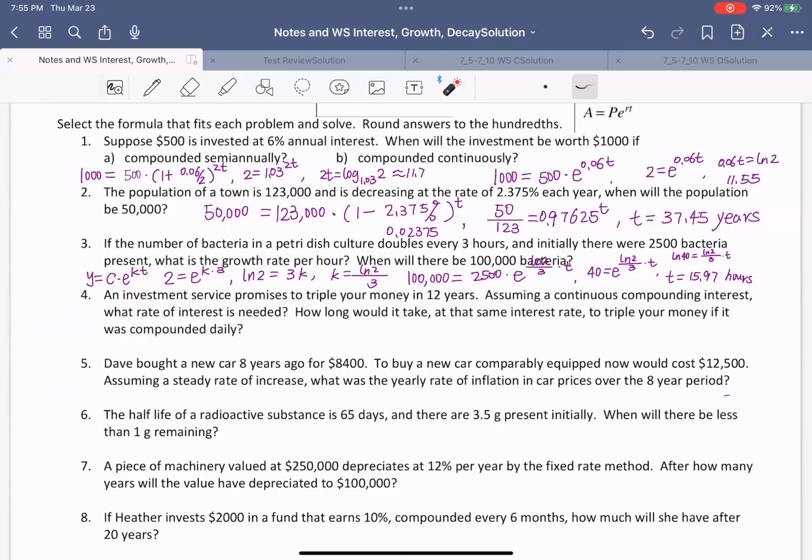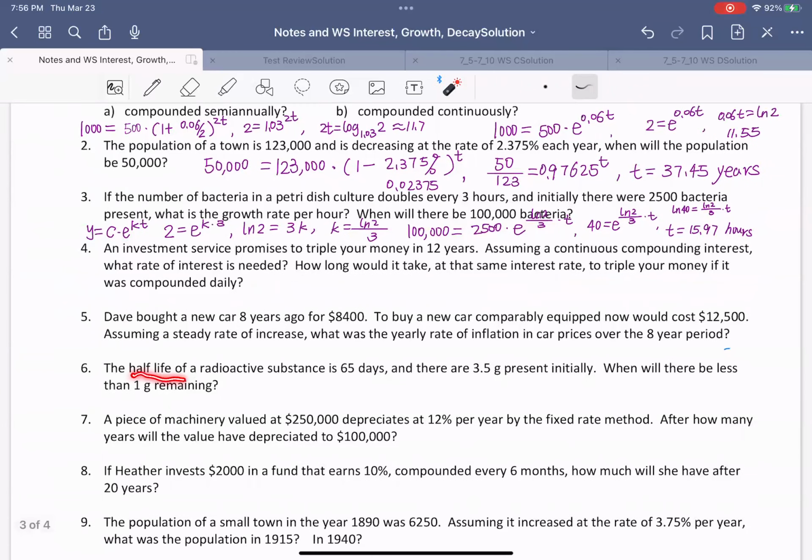Next, I'm going to talk about the half-life. The half-life is also very confusing. For radioactive substances, they always talk about the half-life. What does this mean? That means after 65 days, the substance is going to reduce to half of the initial amount. After 65 days, 1/2 is gone. Only 1/2 is left. So based on this, just one number, you will be able to solve for your decay rate.